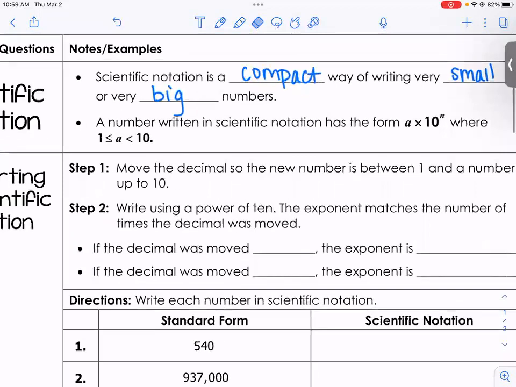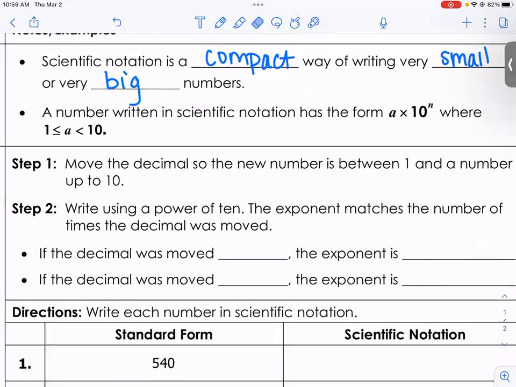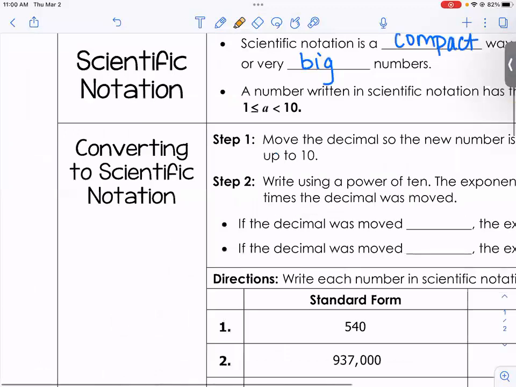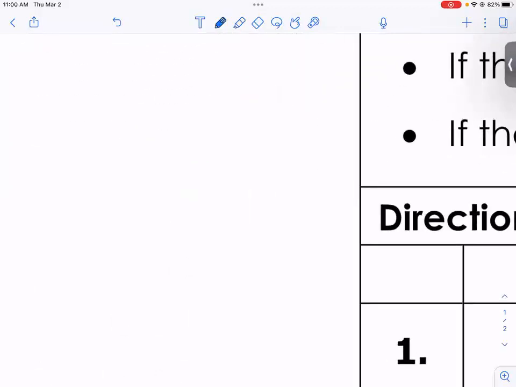So what we're going to do is write numbers that look like this. We're going to have a number times 10 to an exponent. And that number needs to be between 1 and 10. So we're going to do some work with moving a decimal. I just have a question for us. If I write numbers over here.